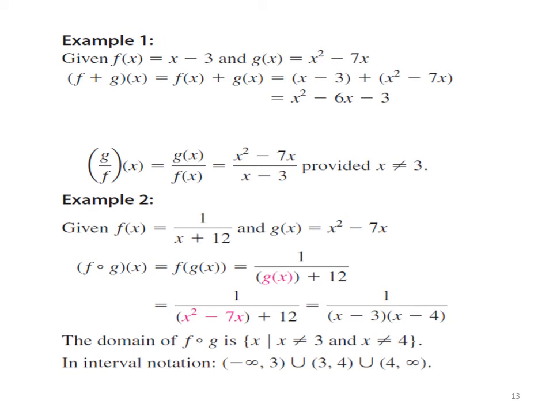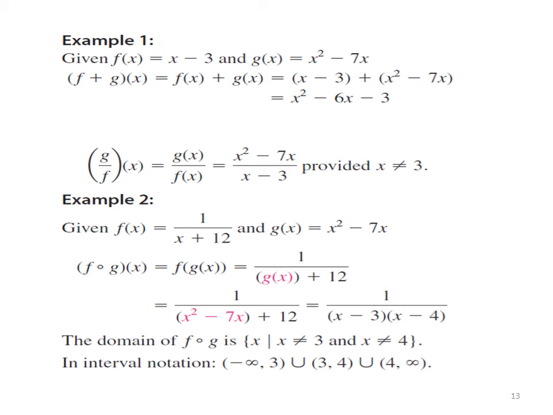For f of g of x, start with the outside function, which is f, replace x by g of x, and that will give you f of g of x. Of course, the definition for f of x is 1 over x plus 12. Replace x by g of x, so you have 1 divided by g of x plus 12. g of x is just x squared minus 7x. Of course, also we have plus 12. Now this is the definition for the composition. It's 1 over x squared minus 7x plus 12.